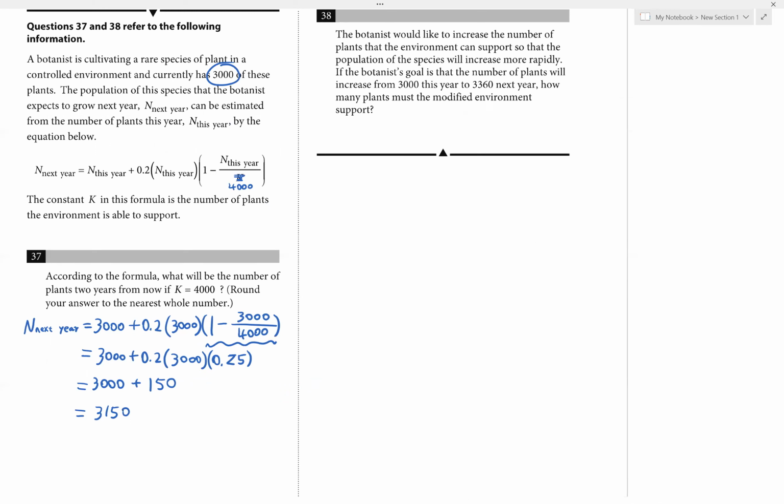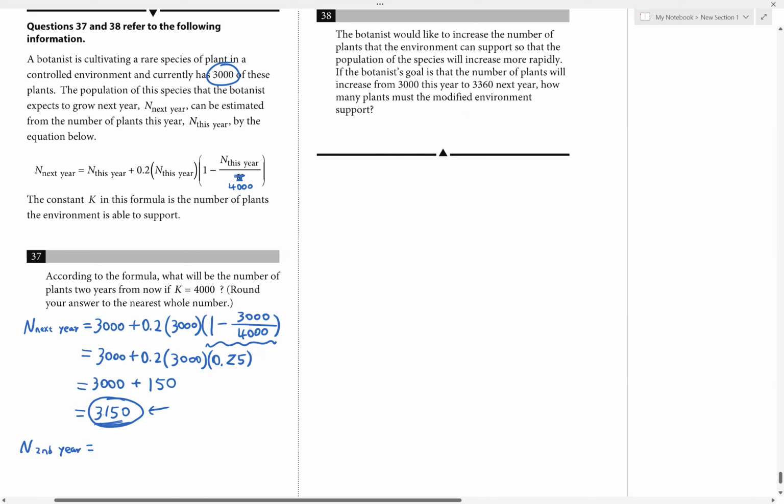That's 3,150. Then to solve for 2 years from now, we have to use the same formula, but the N this year number will be the number that we just got. After the first year, the 3,150 is like the current year. So to solve for the second year, we use the formula again, and for the N this year, we plug in this number, 3,150. Let me just say that's the second year. That's what we're trying to solve.